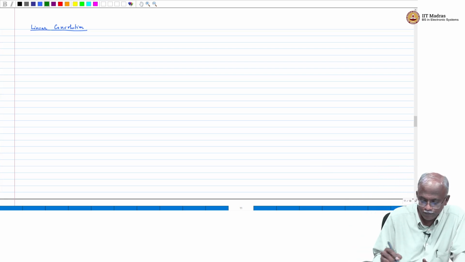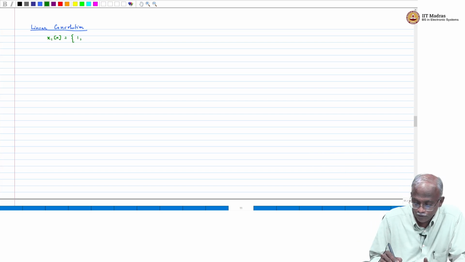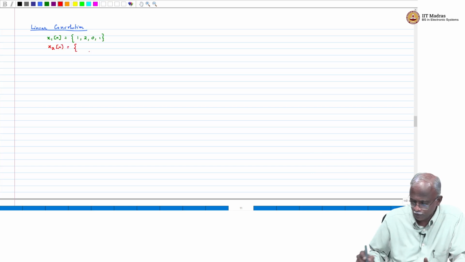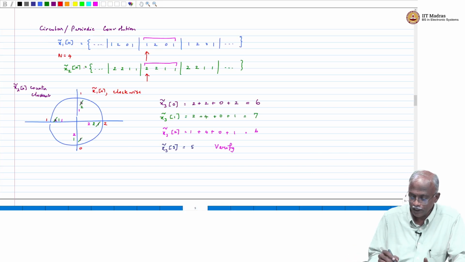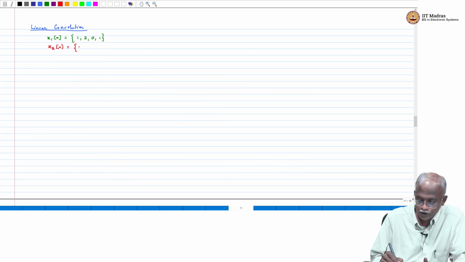So let us say that we have two sequences, x1 of n and x2 of n, the same two sequences with which we did circular convolution. One of them is of length 4: 1, 2, 0, 1. And the second sequence x2 of n, if you remember, is 2, 2, 1, 1. So that's what we are going to be looking at.